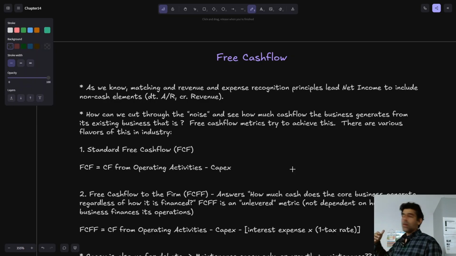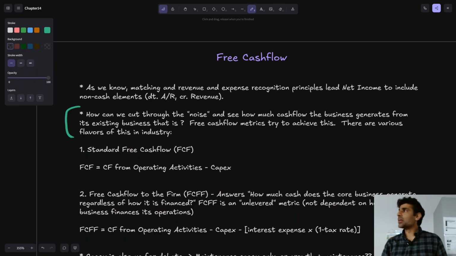Okay, so when an investor is looking at and analyzing a business, they'll oftentimes want to just figure out how much cash am I going to have at the end of the day that is generated from this business. It's cutting through the noise, and seeing just from the existing business, if I just kept it running, how much cash flow am I going to generate each year?